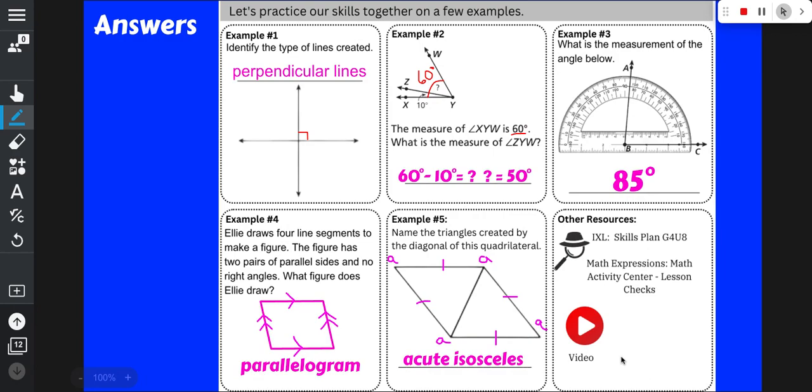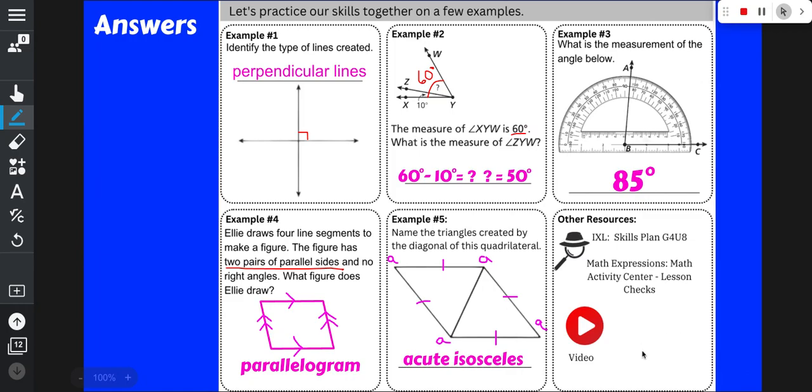The next one down there, number 4, Ellie draws a 4-line segment to make a figure, so it's going to be a quadrilateral. The figure has 2 pairs of parallel sides and no right angles. What figure did Ellie draw? Well, the definition that has 2 pairs of parallel sides is a parallelogram.